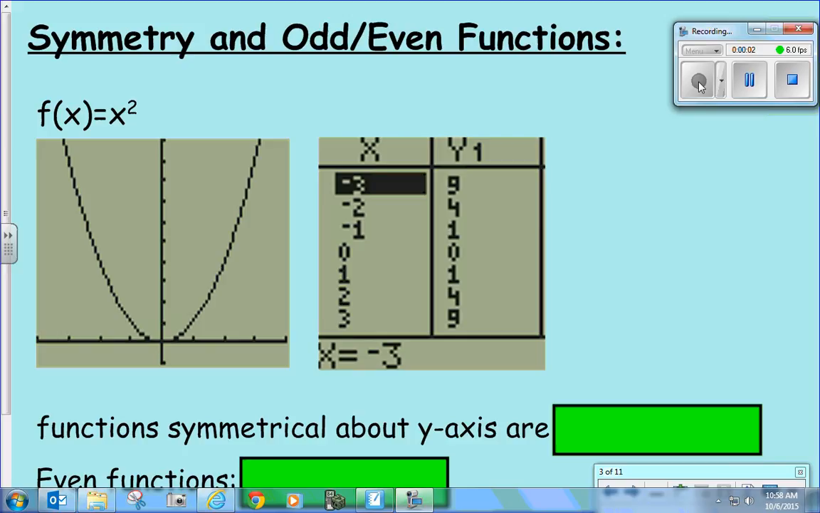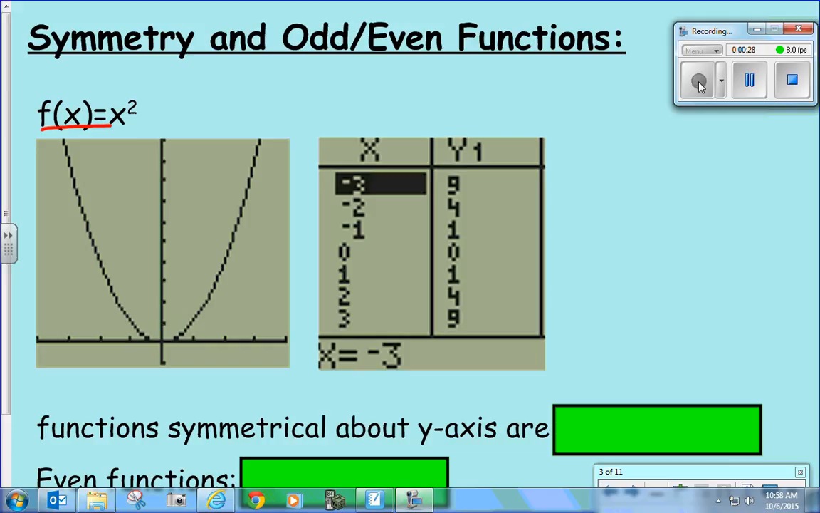All right, so symmetry and odd or even functions. First of all, we have two pictures here. The first one on the left is a graph of x squared, and the one on the right is the table of that graph from the x values -3 to +3. Don't let them scare you. They're just pictures. Now, how can I tell if a function is even or odd solely on the graph?